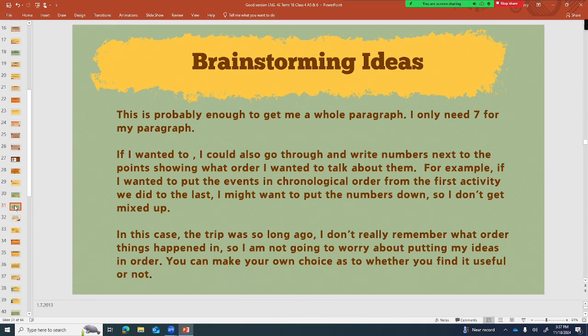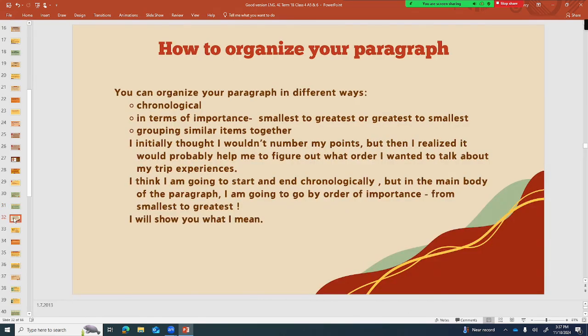So maybe I want to put the events in chronological order. Like, here's what I did first in my trip. Here's what I did second. And then I'd want to put the numbers down so I don't get mixed up. In this case, I'm picking a trip that was ages ago. I don't really remember what order things happened in, so I am not going to worry about putting my ideas in a chronological order, at least. You can make your own choices as to what you want to do. You don't have to do chronological.